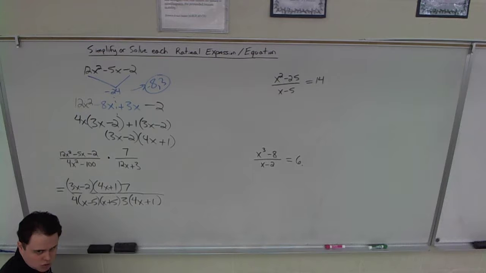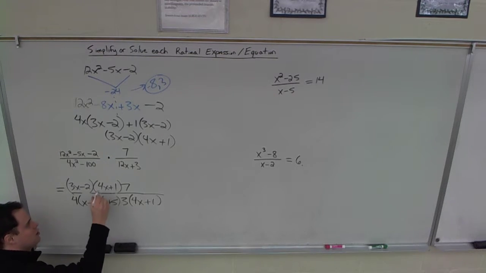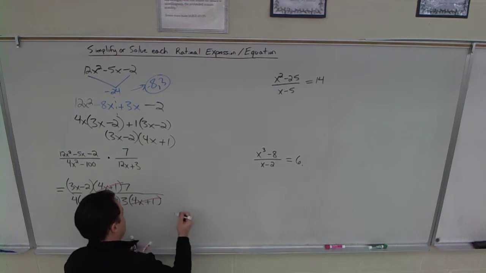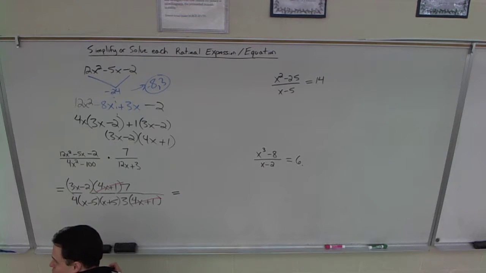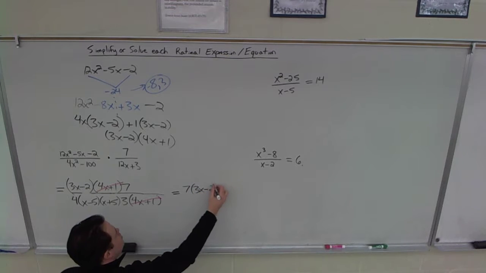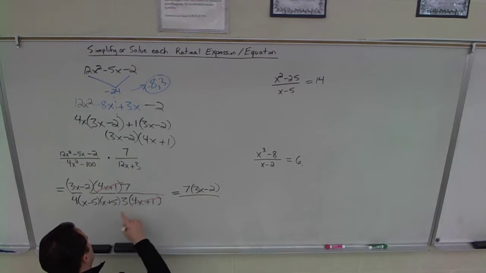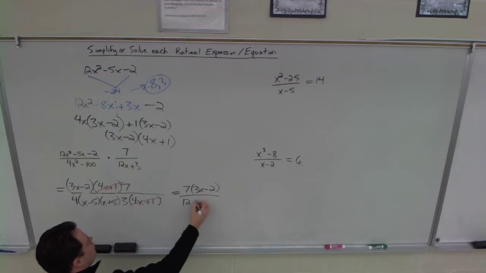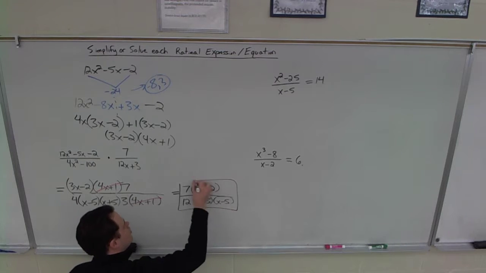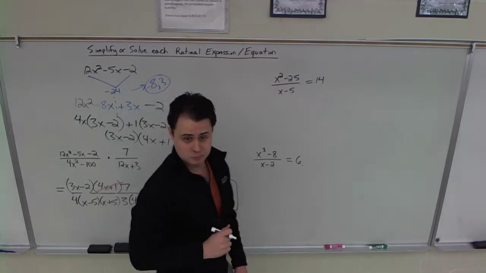And now our rational function is ready for any possible cancellations. Are there any? Well, sure. I made it that way. Is that it? I think so. Sometimes not very much cancels. It just depends how engineered the problem is. If it's more like reality, less stuff is probably going to cancel. So this is 7, quantity 3x minus 2. And then we've got 12, an x plus 5, and an x minus 5. And that's about as simple as that guy gets.